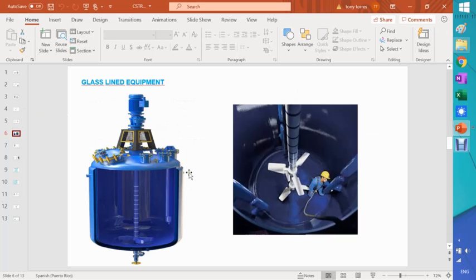This is more in line with what I used to do. This is a glass-lined reactor. Our reactors were blue. They either come white or blue. Ours were blue.